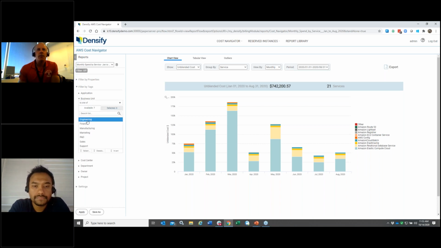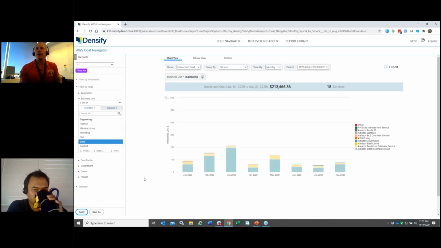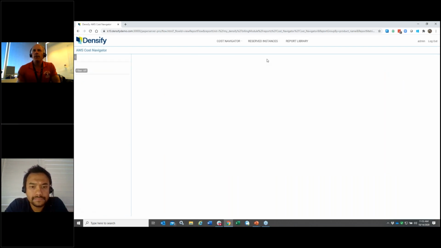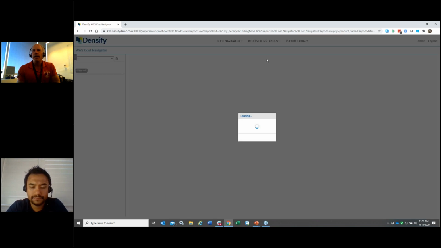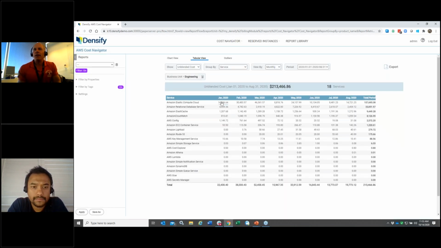I might say, well, just show me what's going on with these guys in engineering who are spending all my money. So we could drill in a little deeper to find out exactly what their patterns look like. And then the tabular view allows that next level of drill down into the CUR file, where we can start digging in from a monthly basis to see what this looks like from a high level. And from there you can go to the next level.